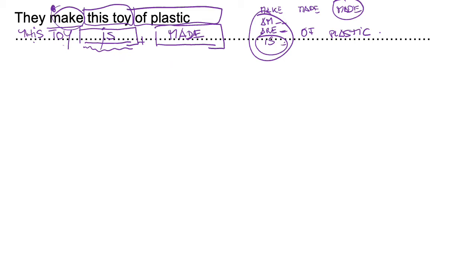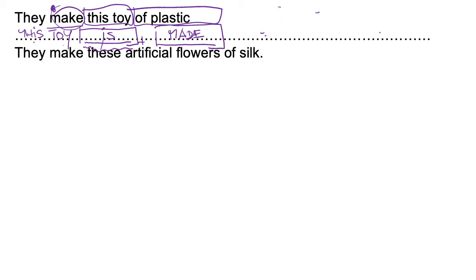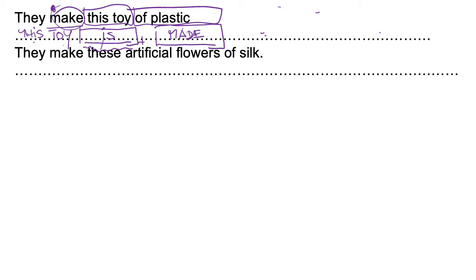Here we go. We're gonna clear just a little bit this up and show the next one. They make these artificial flowers of silk. Okay, so here we go. They make these artificial flowers. Okay, now we identify the object, these artificial flowers. So this is the first thing that I'm going to write here. These artificial flowers.